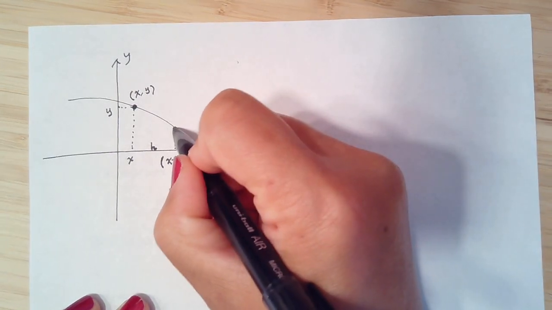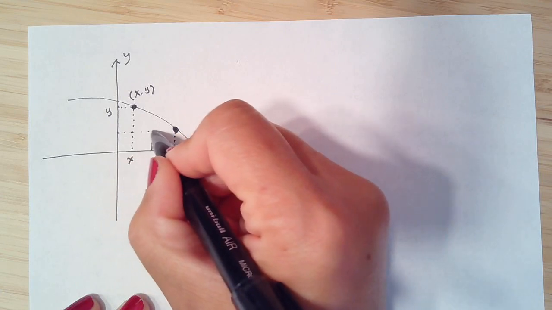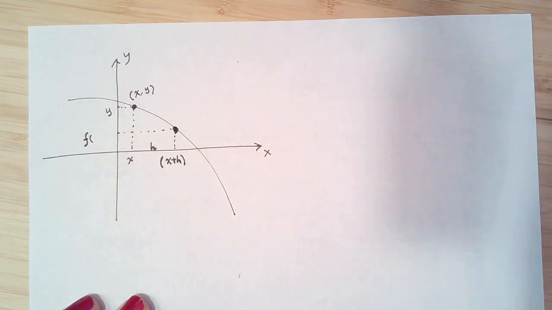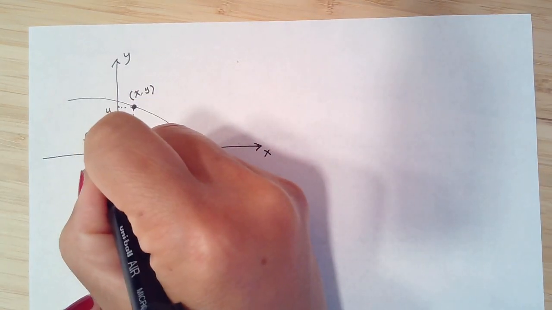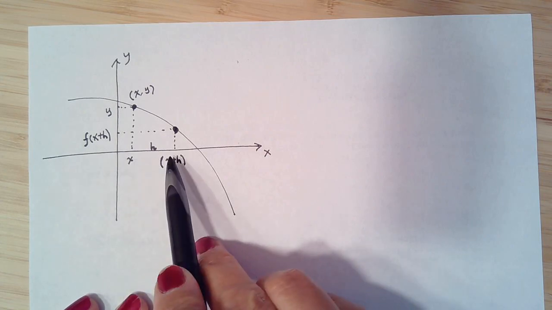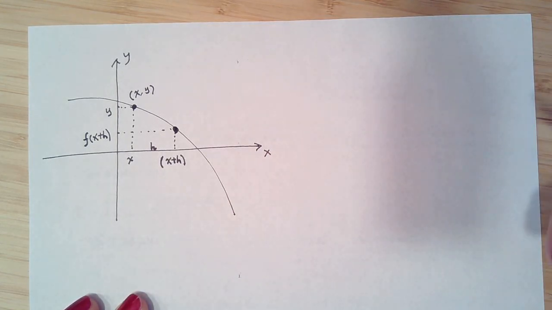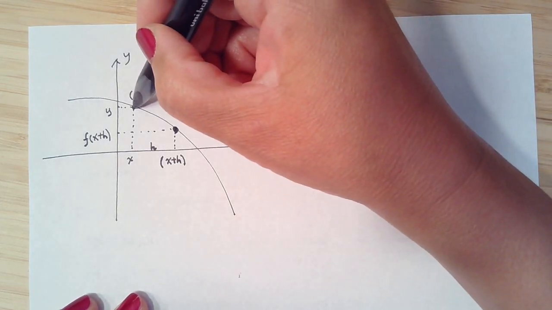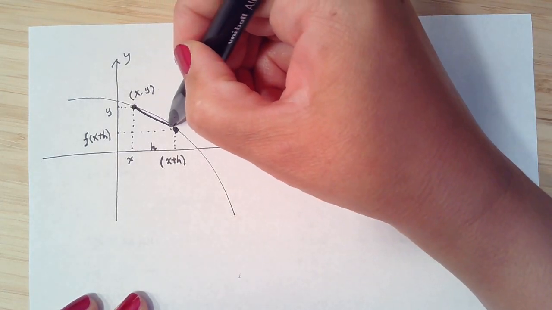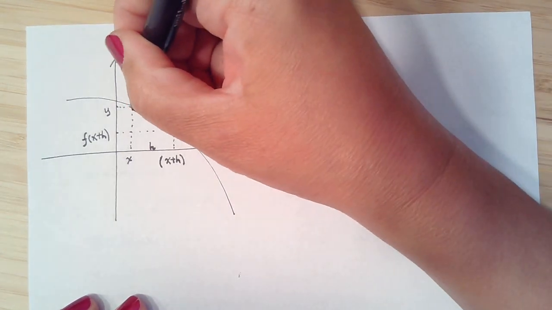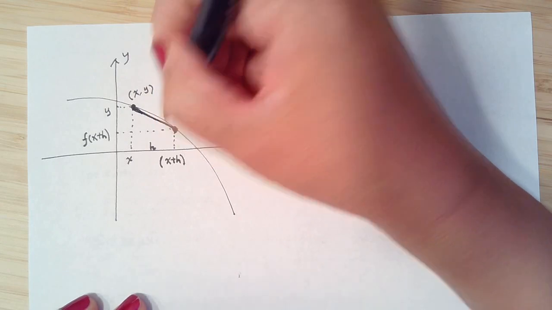And what about the y-coordinate of this point? That will be f of x plus h, isn't it? All right, now I want h to not be 0. h has to be something. Now I will ask you to find the slope of this little line segment. It should be a straight line. I didn't do a very good job, but it should be straight.